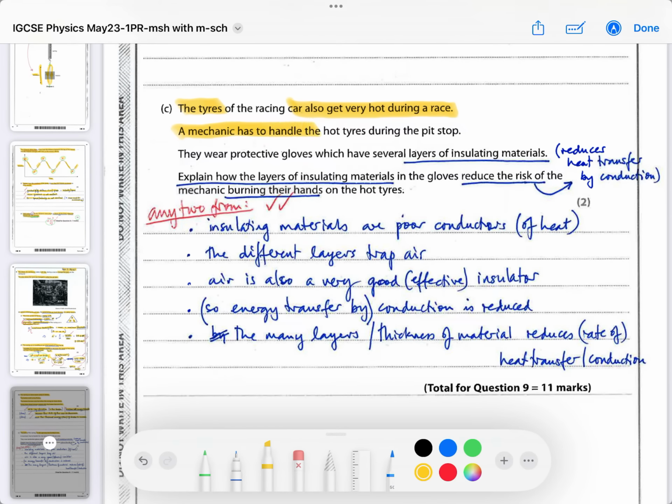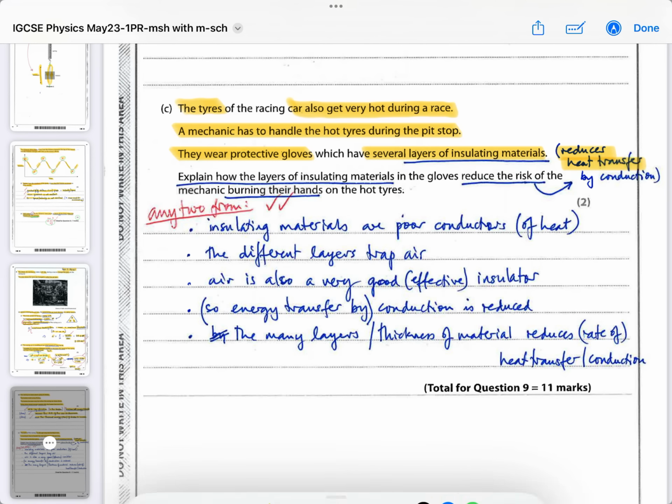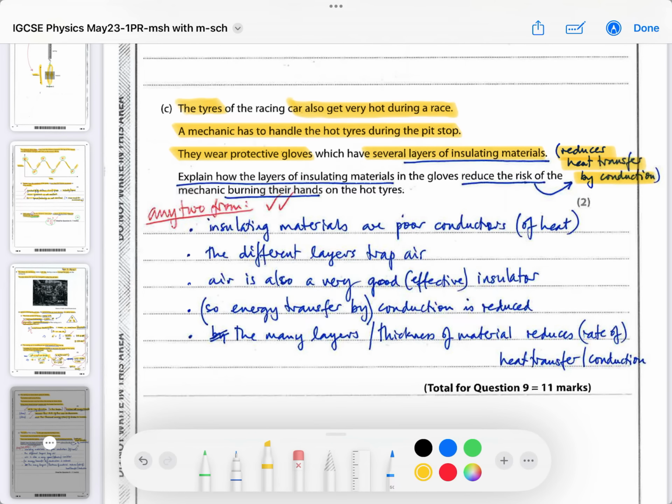A mechanic has to handle the hot tyres during a pit stop. They wear protective gloves, which have several layers of insulating materials. Well, what does that do? It reduces heat transfer. So you already know they're going to ask about reducing heat transfer by what? By conduction. Okay?